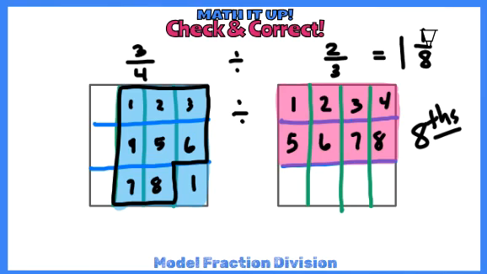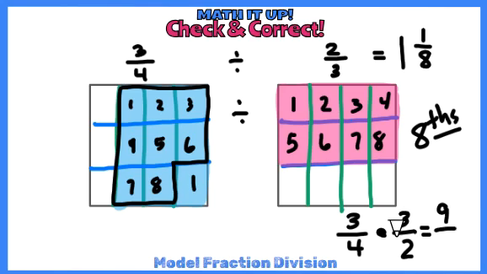Now let's just check our work with our algorithm. So I'm going to keep my first fraction. I'm going to change my operation from division to multiplication and flip or use the reciprocal of my second fraction. 3 times 3 is 9. 4 times 2 is 8. And 9/8 definitely is 1 1/8. 8 fits into 9 once with 1/8 left over. So we're good. Hopefully yours matched this. If it didn't, make sure you go back and make your corrections.